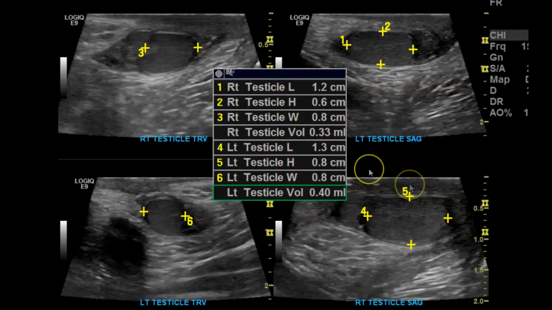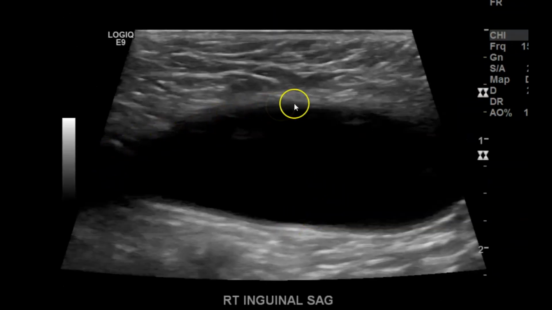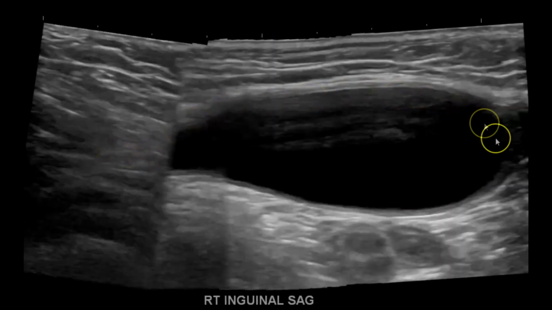Usually this measurement box will be down here, but you can click on this part right here with the arrow and drag it to here so it doesn't block any of the structures. And then here in the right inguinal canal, there's this large cystic fluid collection. There's a panoramic showing the whole thing.